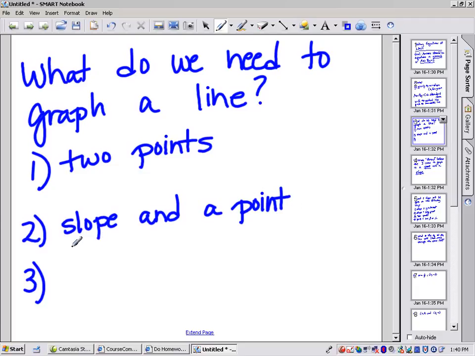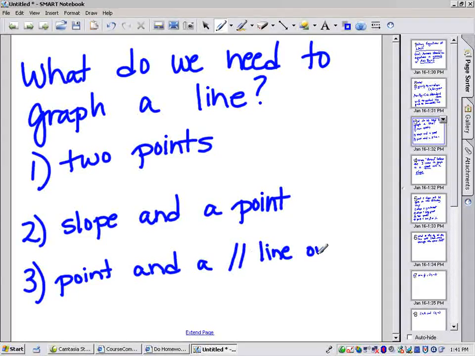The last case is a far stretch maybe for you, but what if we know a point and a line that's parallel or perpendicular? In this case, the parallel and perpendicular lines tell us the slope of our line. Parallel lines have the same slope, so this is essentially the same as knowing a point and a slope. Perpendicular lines have slopes that are negative reciprocals, and we'll use that later on. So parallel have same slopes and perpendicular negative reciprocals.